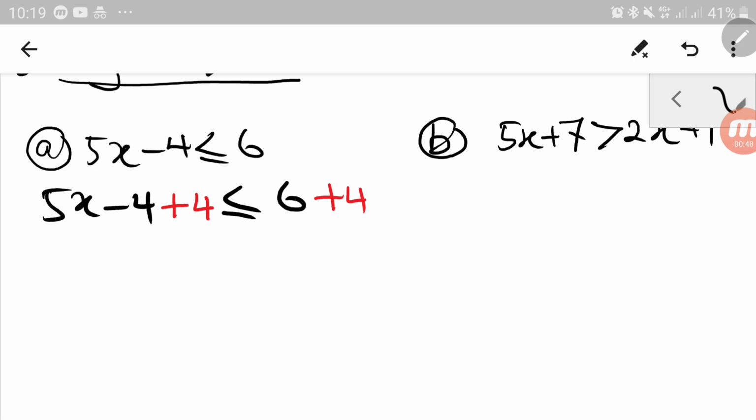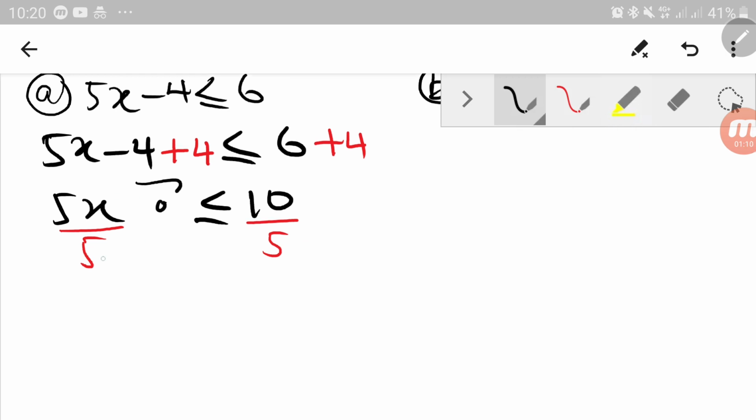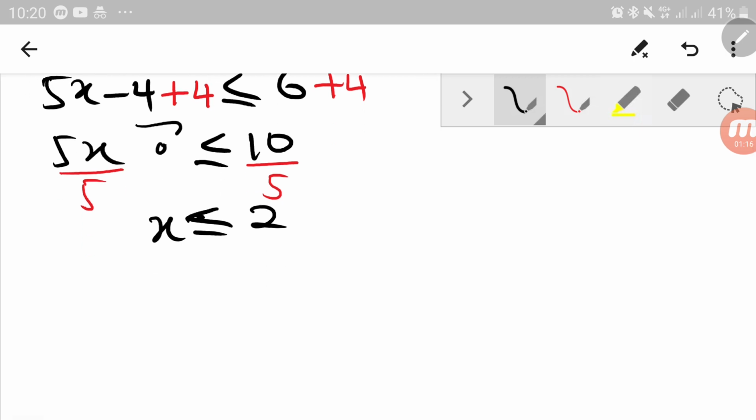We are not moving the coefficient or moving the numbers. It's not possible. That is not the correct concept anyway. So we have 5x, less than or equal to, this will be 0 and over here will be 10. Now the next step is to get rid of 5 by dividing by 5. So 5x divided by 5 is x, and then less than or equal to 2. So this is the inequality, x less than or equal to 2.